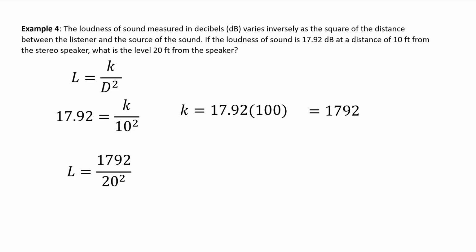The loudness is equal to K, which is 1,792 over 20 squared, and that brings the decimal count down to 4.48. So just moving 10 feet further away from the speaker is knocking down those decibels a lot, like almost one fourth of what it used to be.